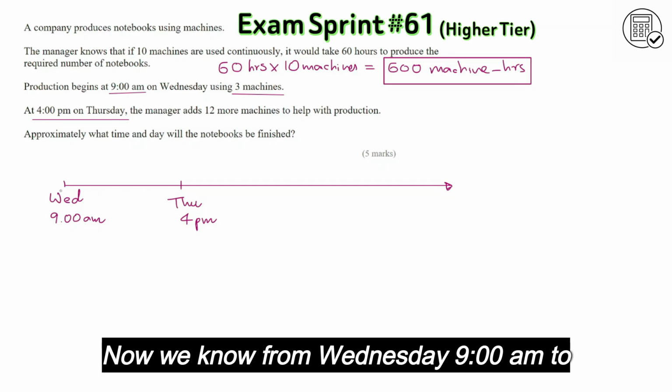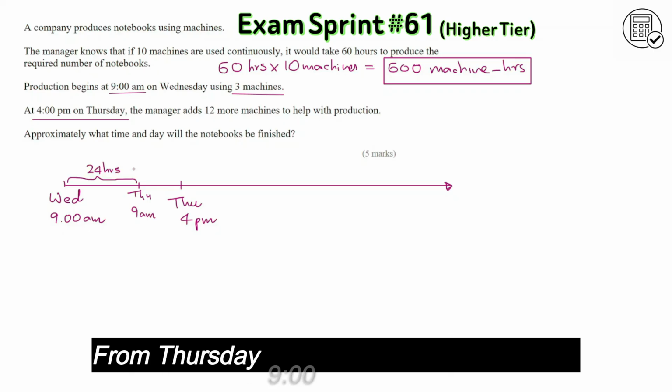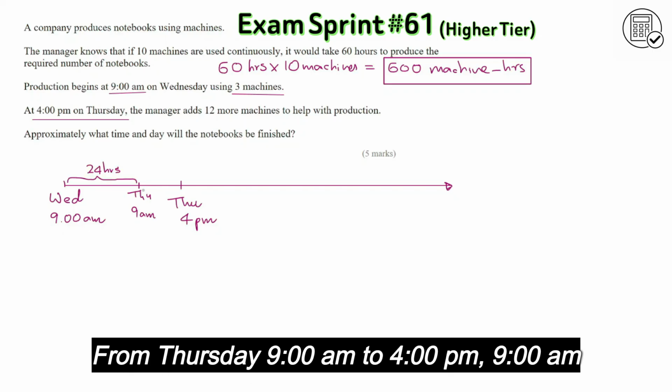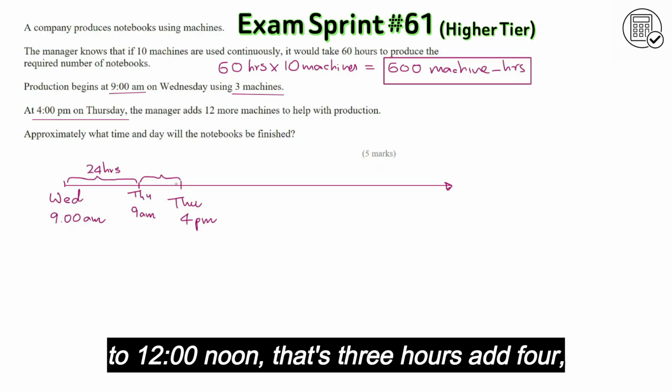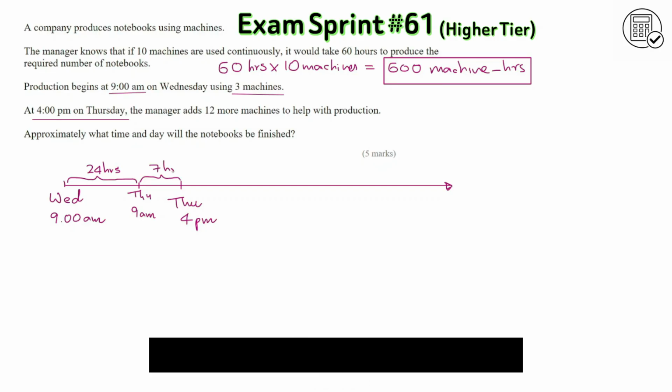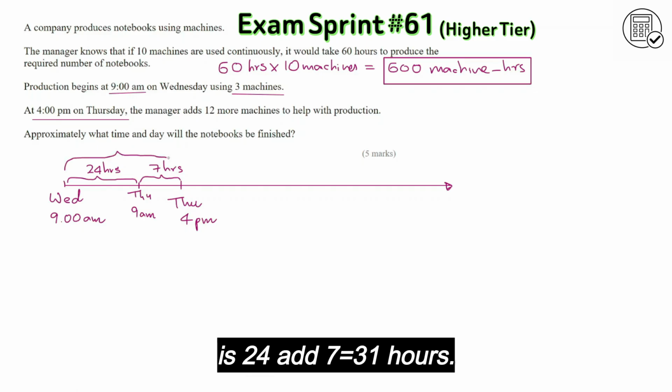So, let's mark it on a timeline like this. Now, we know from Wednesday 9 a.m. to Thursday 9 a.m. it's 24 hours. From Thursday 9 a.m. to 4 p.m., 9 a.m. to 12 noon, that's 3 hours. Add 4, that is 7 hours.